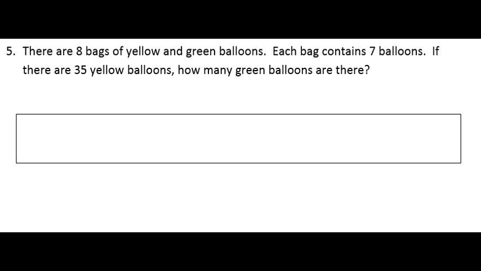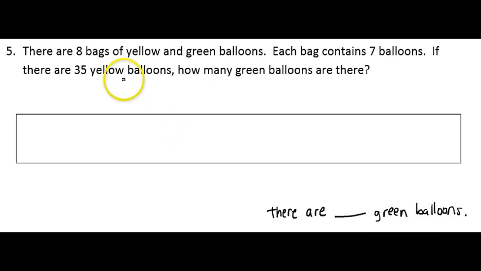Let's look at one more question. This one says there are 8 bags of yellow and green balloons. Each bag contains 7 balloons. If there are 35 yellow balloons, how many green balloons are there? We're going to start by writing our answer statement. It's asking how many green balloons there are, so I will say there are blank green balloons.